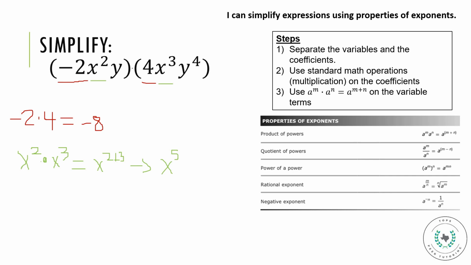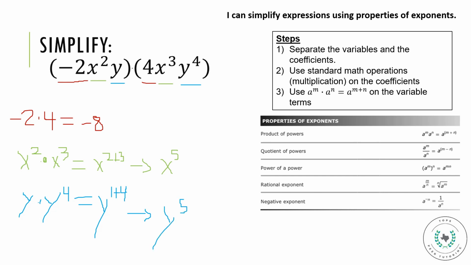Same thing with the y values. We take the y's and we put them together. Now, remember what we talked about on that previous slide. Anything that is just by itself without any exponent is actually the same thing as saying it has an exponent of 1. So when we add these exponents, we're going to add the 1 and the 4 together. And that is going to give us y to the power of 5.